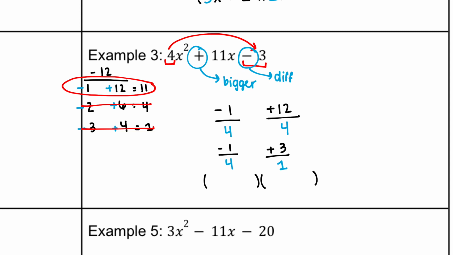We're going to take those blue numbers, or the numbers on bottom, and they're going to go in the front of each parenthesis. So I'm going to have 4 in the front of the first one, and 1 in the front of the second. And with each of those, I'm going to put an X. Now, the last thing to do is to take these numbers on top with their signs and put them in the parentheses as well. So I have 4x, I have a minus 1 here. I have 1x, and I have a plus 3 in the second one, and that's how you factor these ones.